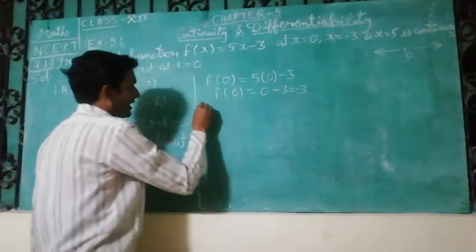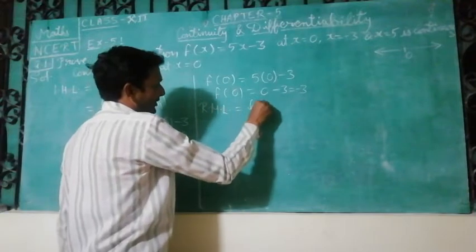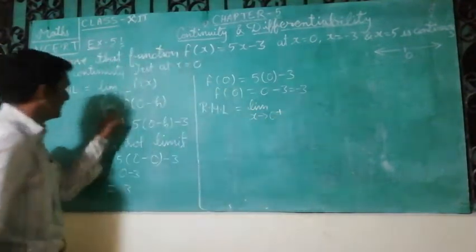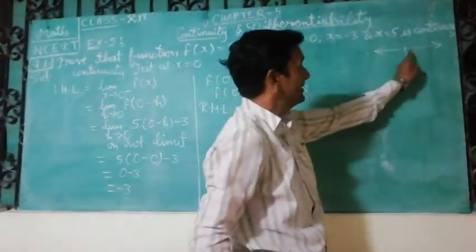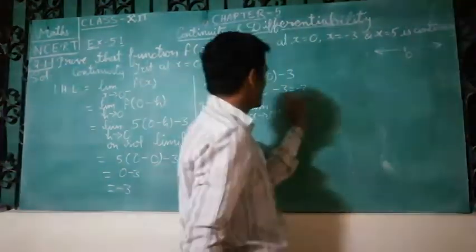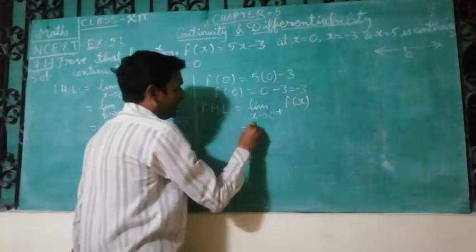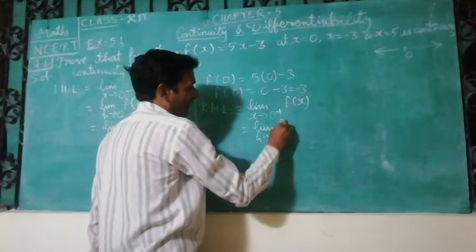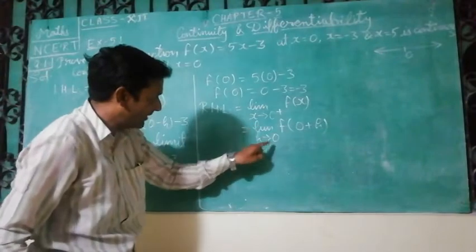Now RHL. RHL is equal to what? That I have already explained to you. We write x tends to 0 plus here, because it is the 0 plus part. 0 plus means this part and minus means this part. So the limit of f(x) as x tends to 0 plus. What do we write now? The limit as h tends to 0 of f(0 plus h). That I have told you already, 0 plus h.